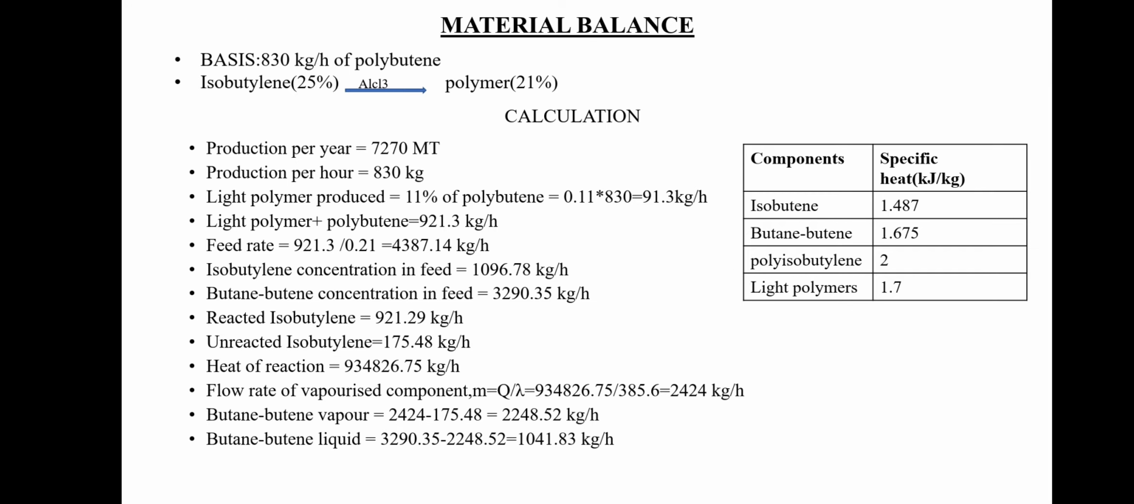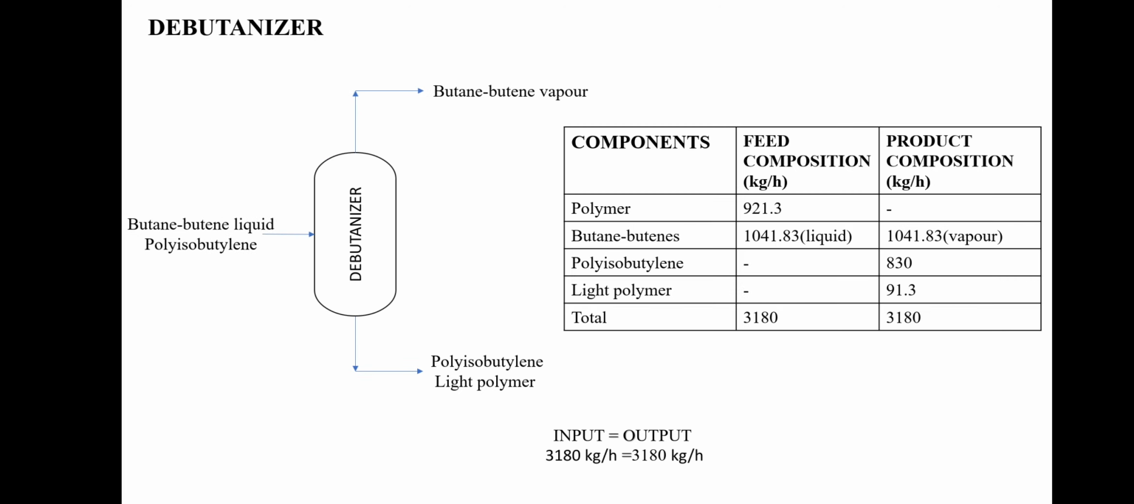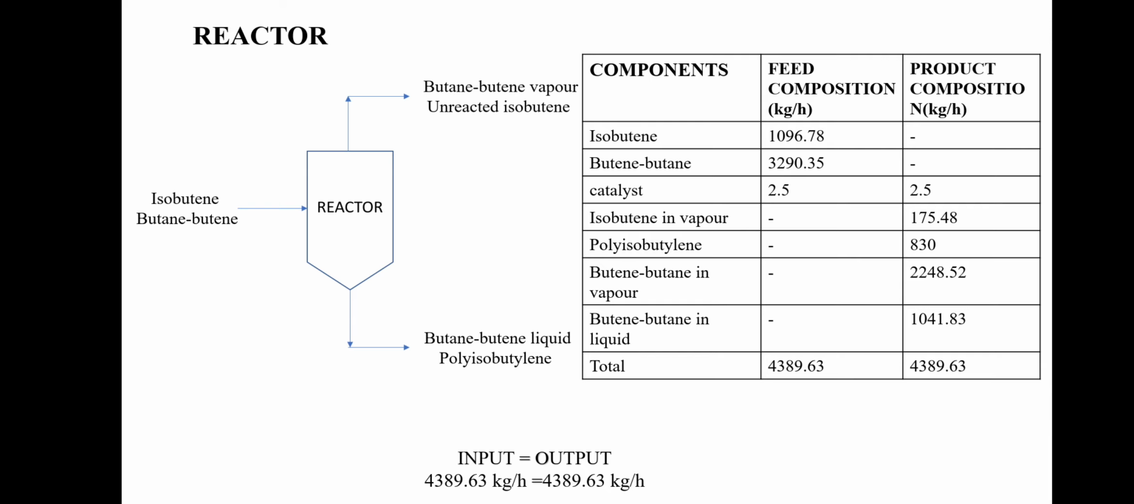This is the material balance. We calculate the material balance for each and every instrument. Here you can see the isobutylene 25% is converted into polymer 21%. These are the data which are given. In the material balance, first is the reactor. We calculate the material balance for the reactor. Here you can see butane enters the reactor, which gives a top product of butane vapor and a bottom product of butane liquid. These are the data which are obtained, and the material balance is done.